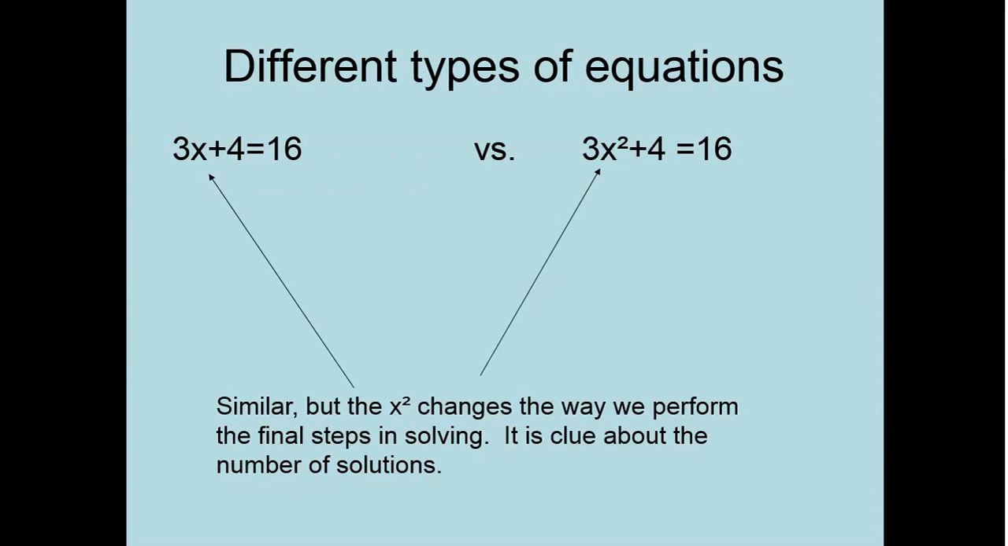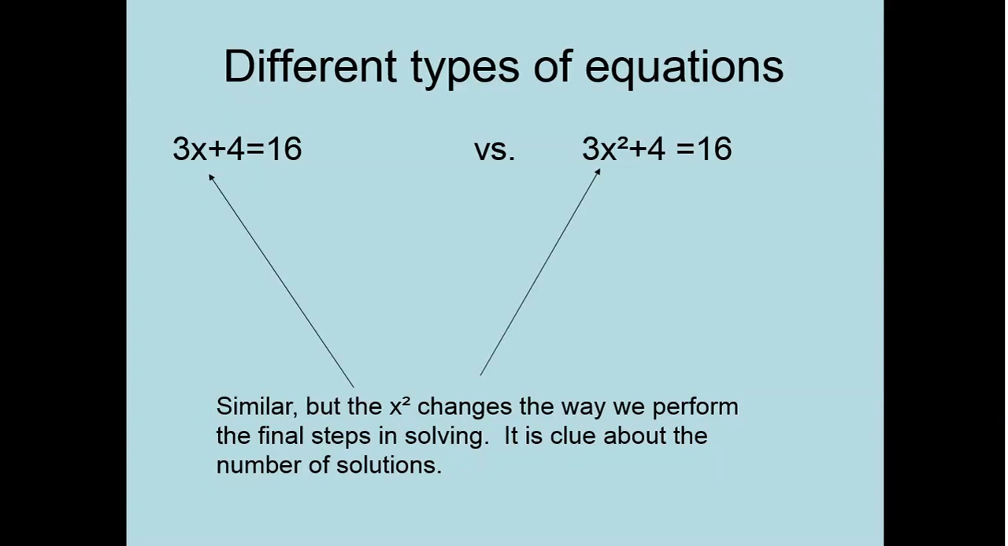Now, there are different types of equations. So we've solved 3x plus 4 equals 16. But now we're going to look at 3x squared plus 4 equals 16. This x squared is going to change the way we perform the final step, but in actuality, it's going to be almost the same way.